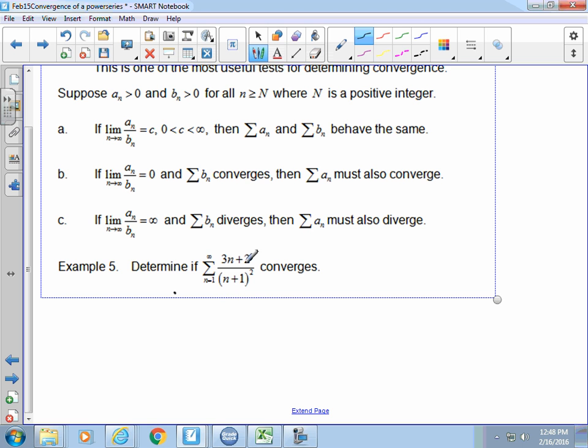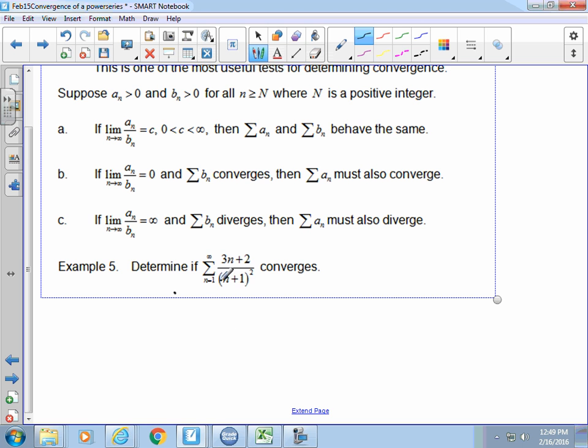I want to determine if this converges or diverges. What I need to do is find a function that is similar enough to it to compare it as a limit. In other words, it would be really good if the limit as this goes to infinity is the same as the function I choose.